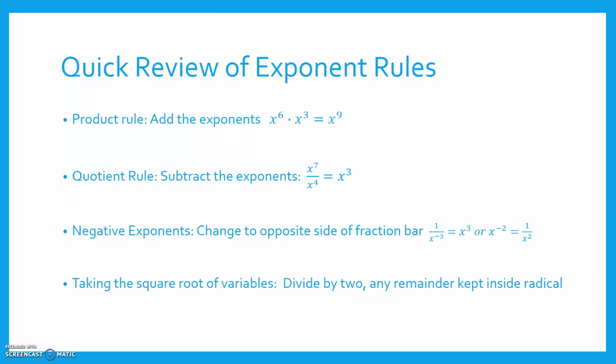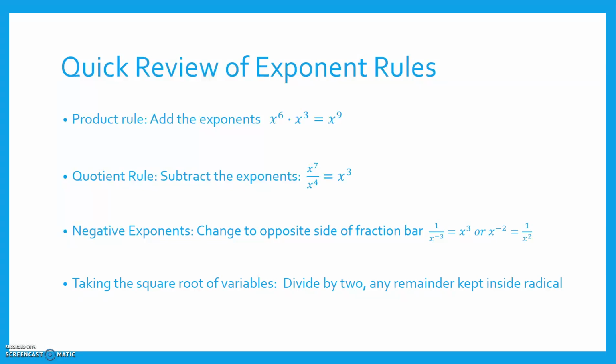So here's a couple of exponent rules we've already gone through. We're going to apply some of these just now, so let's just review that. We have the product rule. The product rule tells us that we're going to add the exponents. So x to the 6th times x to the 3rd equals x to the 9th, because we take 6 plus 3 and we get 9. The quotient rule, however, tells us to subtract the exponents. So if I have a quotient or a fraction such as x to the 7th over x to the 4th, 7 minus 4 gives us x to the 3rd power.